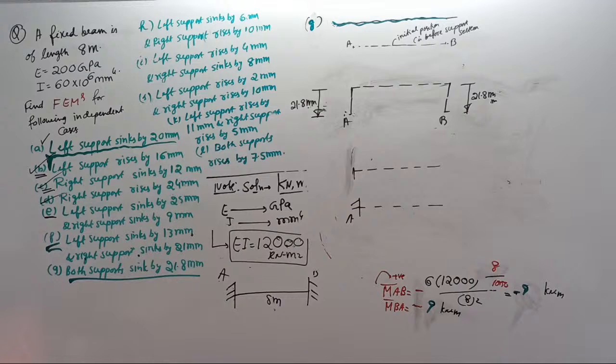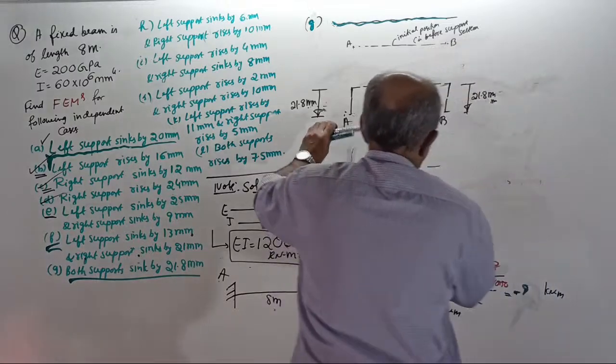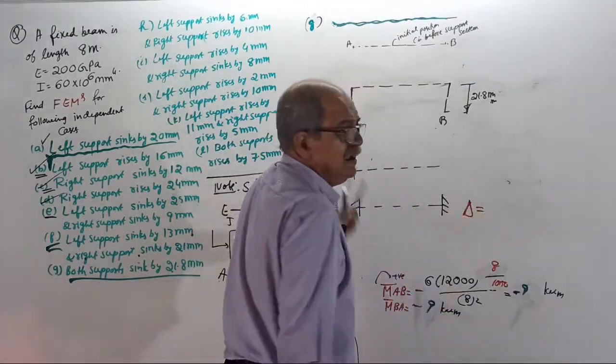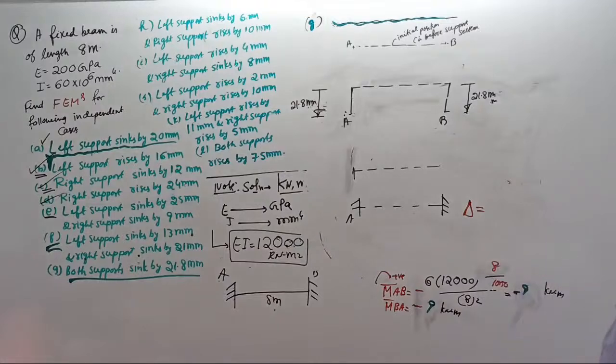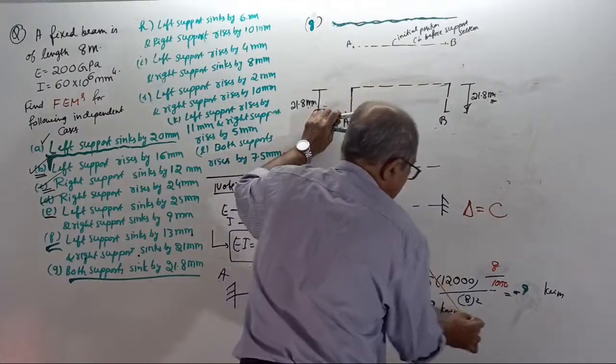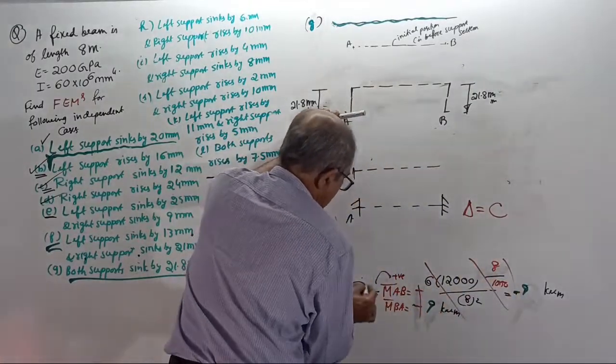If I take A somewhere, B is at the same level. So both supports sink by the same amount. Therefore, in this case, delta equal to how much, tell me? Delta is the relative settlement of one end with respect to the other. Delta equal to, fast answer: 0. Therefore, don't calculate, both FEMs are 0 and 0.